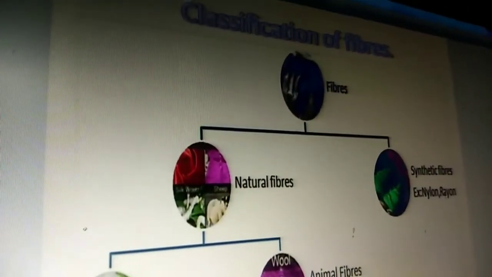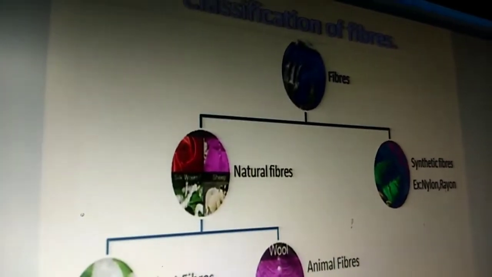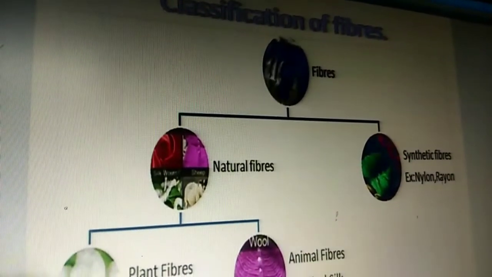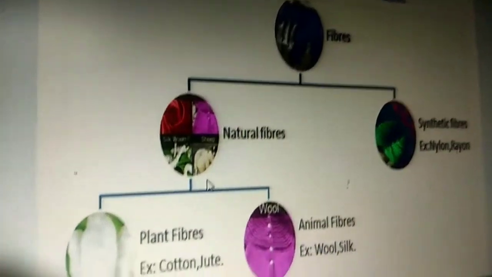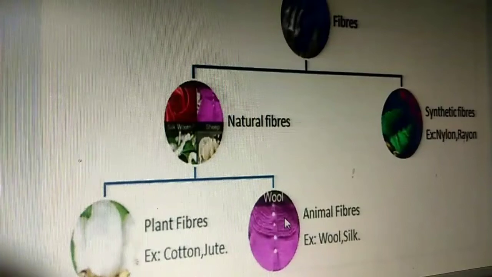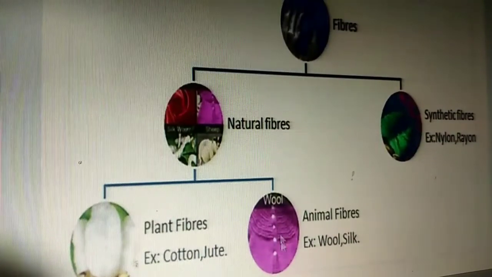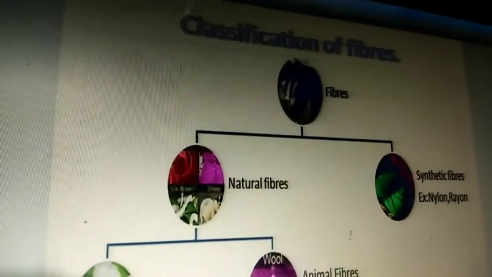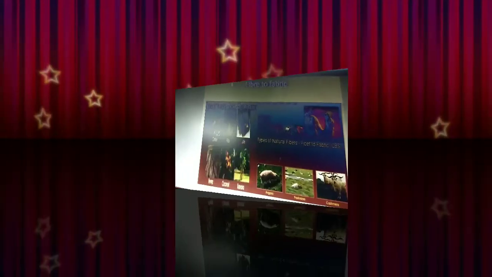Next, coming to the classification of fibers. When you observe, fibers are broadly classified into two. One is natural fibers, the other is synthetic fibers. For natural fibers, the sources are plants and animals. Plant fibers, for example cotton and jute. Animal fibers, wool and silk. Coming to synthetic fibers, for example nylon and rayon.